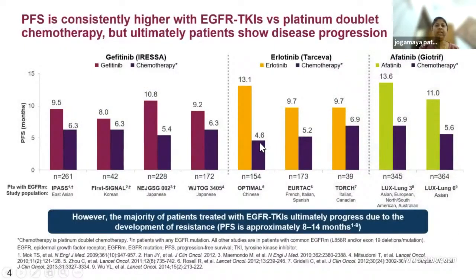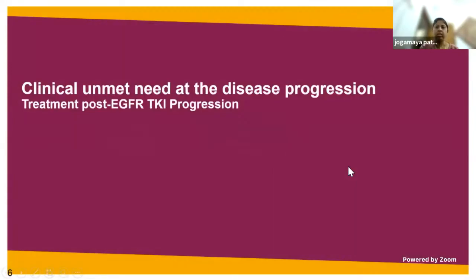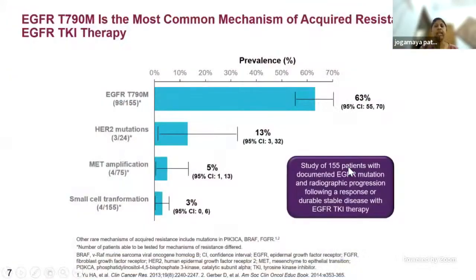As previously discussed, various EGFR TKIs have shown benefit over platinum doublet chemotherapy in advanced non-small cell adenocarcinoma lung carrying this driver EGFR mutation. But all the EGFR TKIs work for 8 to 14 months, after which the patient progresses. After progression, the options include changing to a second generation EGFR TKI, subsequent chemotherapy, or a third generation TKI. So this is an unmet need: what to do after the patient progresses on first line therapy.